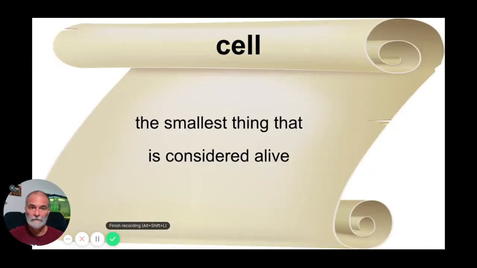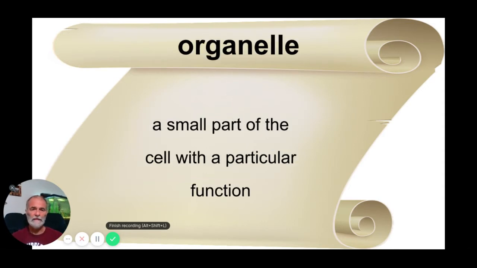So let us begin. The cell is the smallest unit thing that is considered alive. So if something is smaller than a cell, it's not living. And if something's bigger than a cell, we'll talk about that later, about tissues and organs and organ systems. Inside of a cell, there are things called organelles. See the 4 letters at the end, E-L-L-E? E-L-L-E means tiny. So an organelle is a tiny organ.